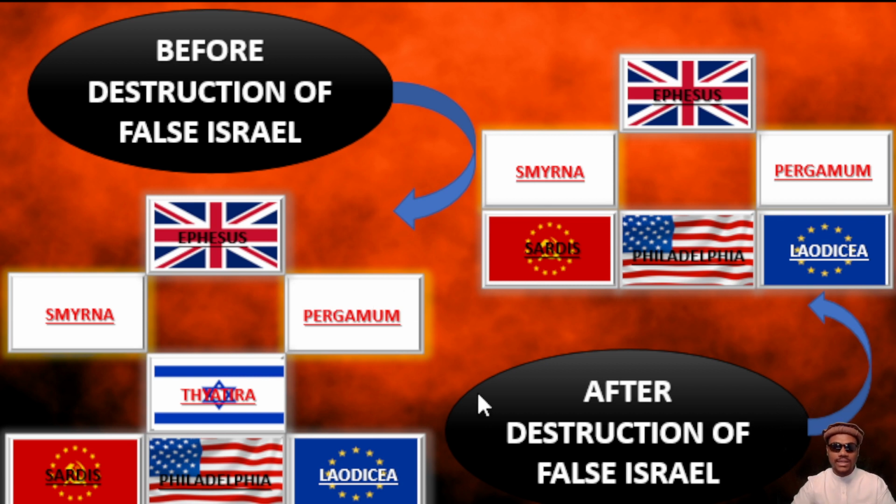But we're not going to get into that right now, brothers and sisters. But this is just how the book is set up right here. This is before the destruction of false Israel, and this is after. Because you see, they're not present anymore. That means they're gone. And this is when all hell breaks loose, brothers and sisters. All right. Right on.